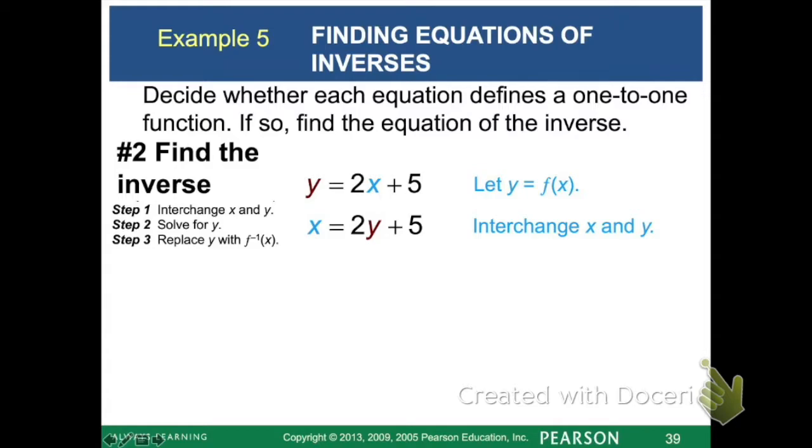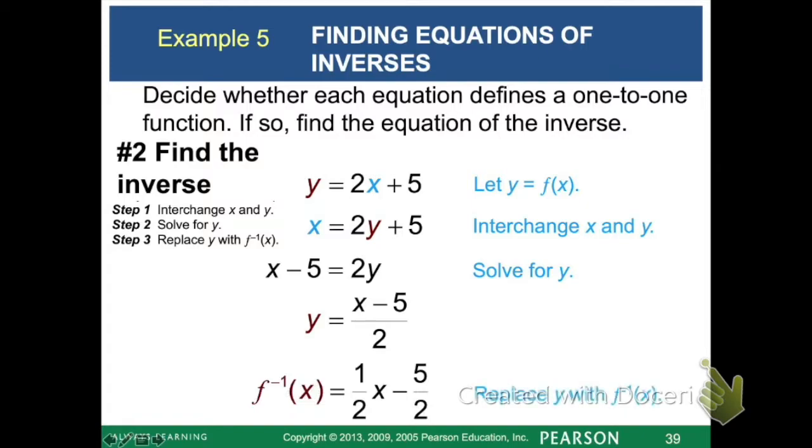Now I'm going to solve for y. We start by subtracting 5 to the left side and then dividing everything by 2. I'm okay if you leave your answer like this. The other way that we can write it is 1/2 x minus 5/2. So 1x becomes 1/2 x and negative 5 over 2 becomes negative 5/2. You definitely, however, need to put the f inverse of x at the front of the equation.